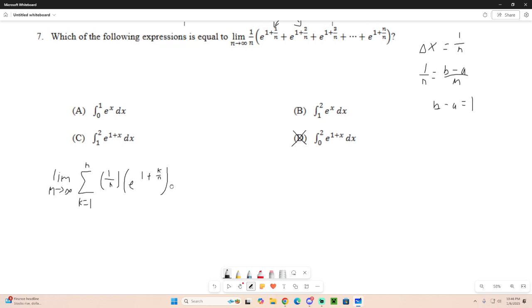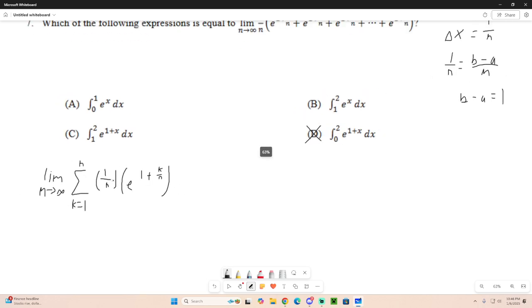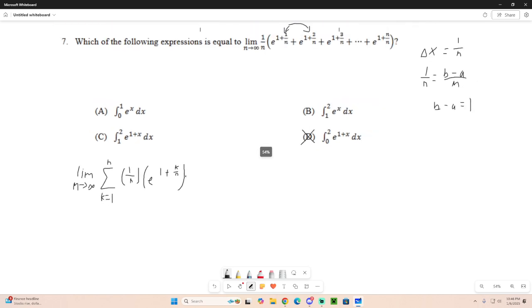Alright, so now we need to convert this to integral notation, okay? So we can see that nothing is being added to this. But guess what? That doesn't mean our a value is 0, right? So let's start.